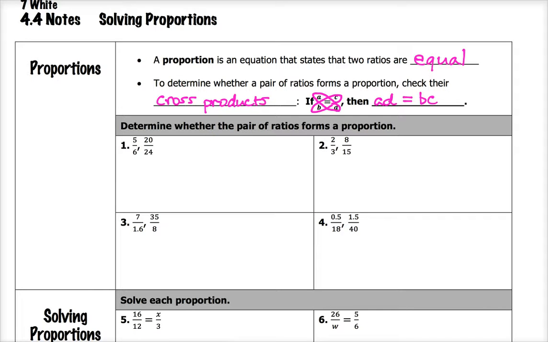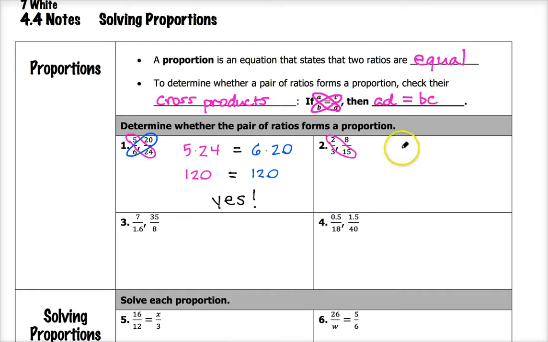And in order to do that, we need to take the product of each of the diagonals. So 5 times 24. We need to see if that's equal to the product of the other diagonal, which in this case is 6 times 20. If you take 5 times 24, you get 120, and if you take 6 times 20, you also get 120. Because the products of those diagonals are equal, the answer is yes, those ratios are proportional.